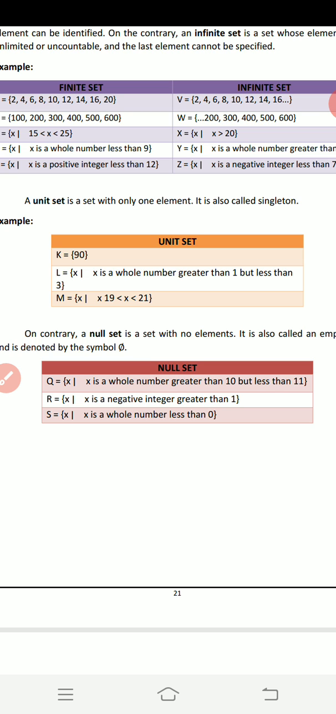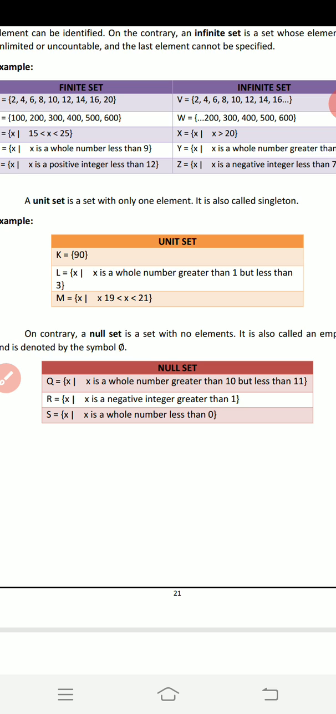So we have here set K, which contains an element 90. And we also have here set L, which contains all the values of x such that x is a whole number greater than 1 but less than 3. So what is that number? So that is 2. So therefore, this set L is a unit set. And we also have here set M, which contains the values of x such that x is greater than 19 but less than 21. So what is this number? So we have 20. So therefore, it is considered a unit set.